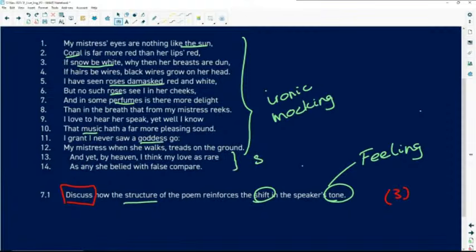And here you have sincere admiration. But you must talk about the structure. So the first 12 lines, you can talk about quatrains, and then the rhyming couplet. Right.